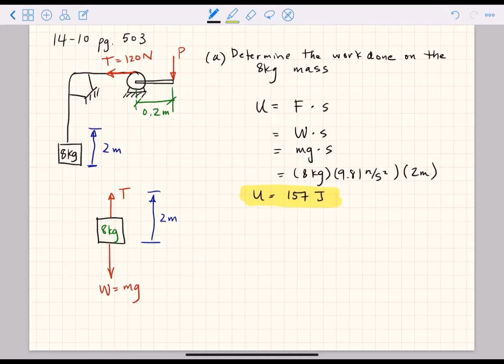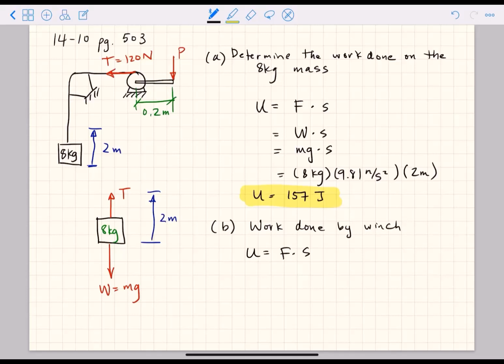All right, next one's a little trickier. For part B, we want to determine the work done by the winch. In this one again, it's just work, so U is equal to Fs. Whenever they're saying work, U is equal to Fs, it's just determining which one is which here. I say this one's a little more difficult, but in fact, it might be a little bit easier.